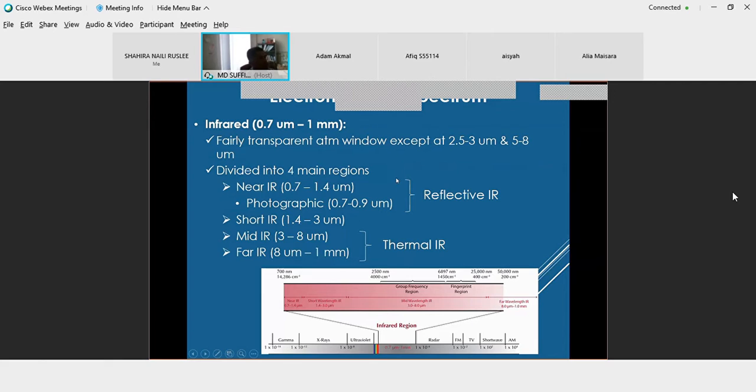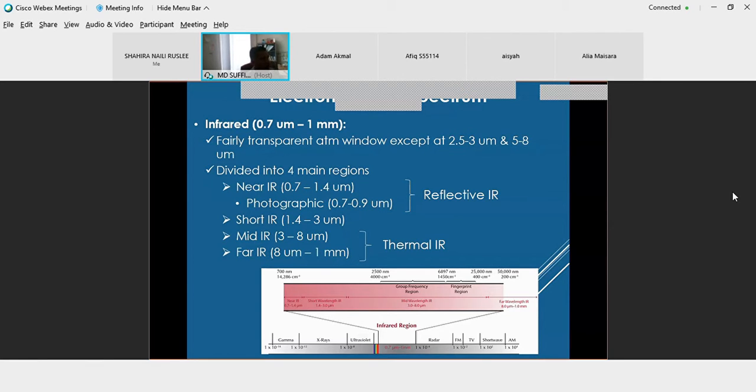And then infrared 0.7 micrometer to 1 millimeter. That means from 700 nanometer until 1 millimeter. Dia juga transparent. That means can reach the Earth's surface except at 2.5 to 3 and 5 to 8 micrometer. Bermaksud bahawa wavelength di antara 2.5 hingga 3 dan juga 5 hingga 8 ni kebanyakannya tak sampai ke permukaan bumi. Because of what? Because it is absorbed by H2O.